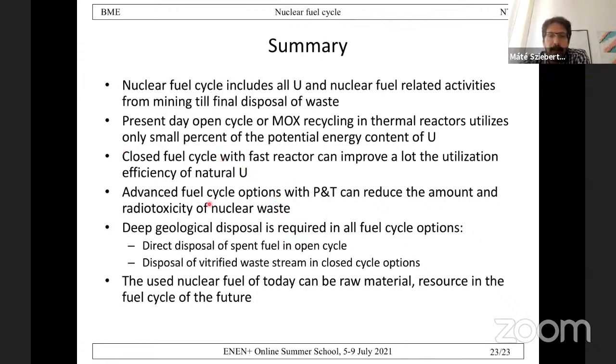The most important part is that the closed fuel cycle with fast reactors can improve the utilization efficiency of natural uranium, and that some advanced fuel cycle options can reduce the amount and the radioactivity of the nuclear waste. But deep geological disposal is required for all fuel cycle options, and if you remember just one sentence, I would suggest this last one: the used nuclear fuel of today is a raw material or a resource in the fuel cycle of the future.